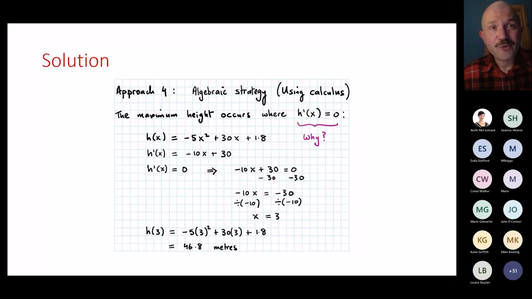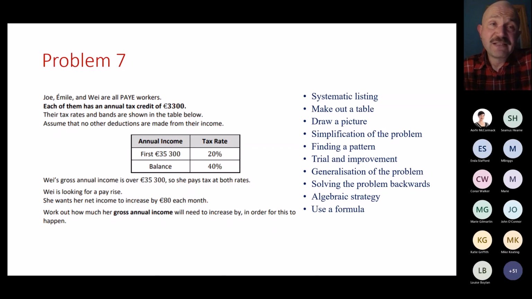So finally, onto our final problem, which I'll put up on the screen now for us. It's a recent past Leaving Cert Ordinary Level question. I'll leave it up on the screen for maybe a minute and a half to 2 minutes. And at the side of the screen on the right, you'll see the different problem-solving approaches or strategies that have been mentioned in the examples that we've seen earlier this evening.